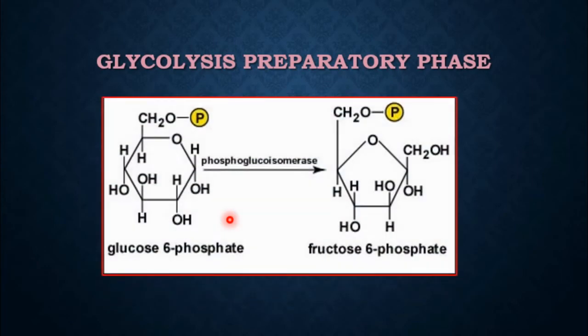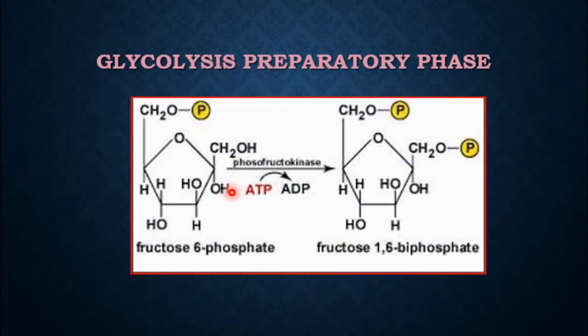The second step is the conversion of glucose 6-phosphate into fructose 6-phosphate. Glucose and fructose are isomers, meaning the molecular formula is the same, but the arrangement of atoms is different. Hence they are called isomers. This conversion is catalyzed by the enzyme phosphoglucoisomerase. You can see the step involved or the conversion is closely related to the enzyme name. You will see this throughout the glycolysis process.